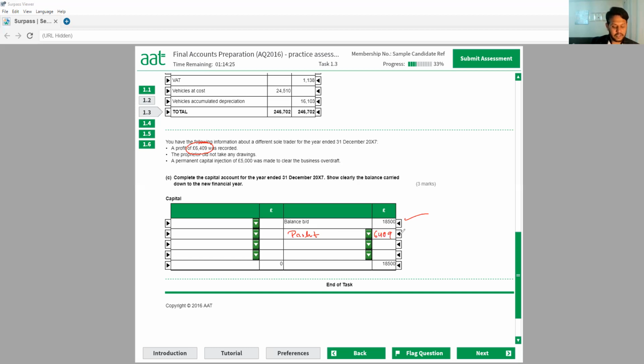And then we have drawings. There is no drawing. They said not to take any drawings. Then you have a permanent capital injection. So they put some more capital. So we say the bank: if the owner provides any capital, bank is debit, capital is credit. That's the journal. So we added 5,000. After that, we added all of this, and that will give us 29,909. 29,909, and that will be our balance sheet.